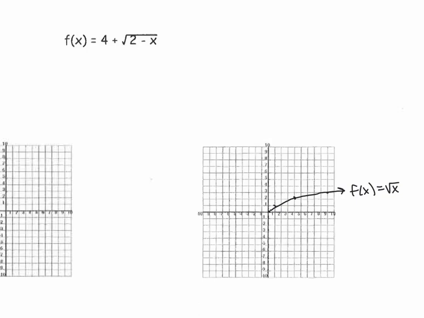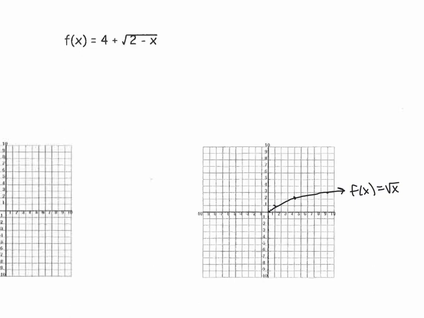Let's take a look at the final equation for lesson 6.5. f(x) = 4 + √(2 − x). You'll notice on the graph below, I've already sketched the parent function. Please pause the video and do the same thing. When you're done, press play, and then we'll go through the rest of this transformation.